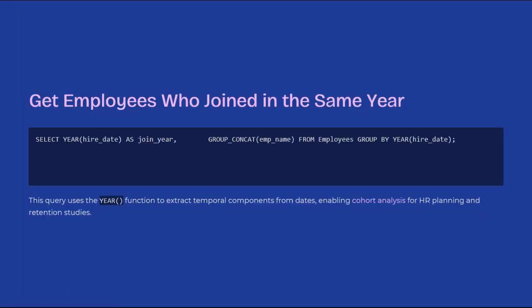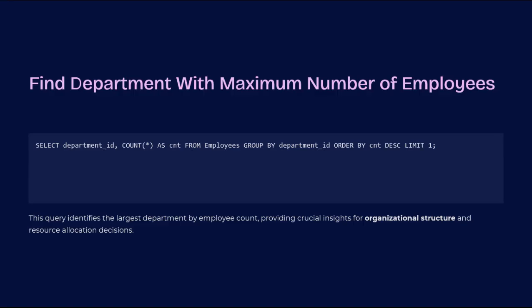Get employees who joined in the same year. So select year(hire_date) as join_year, group_concat(employee_name) from employees group by year(hire_date). This query uses the YEAR function to extract temporal components from dates, enabling cohort analysis for HR planning and retention studies.